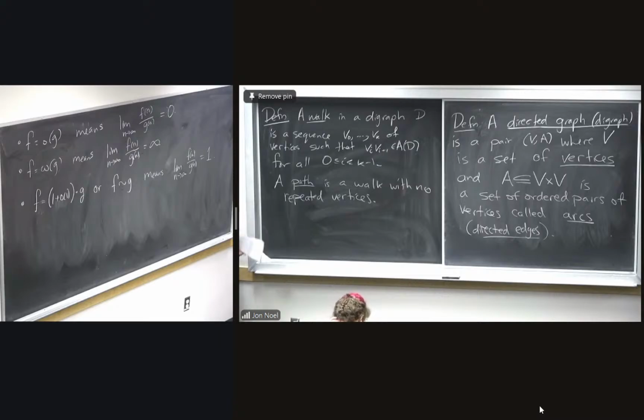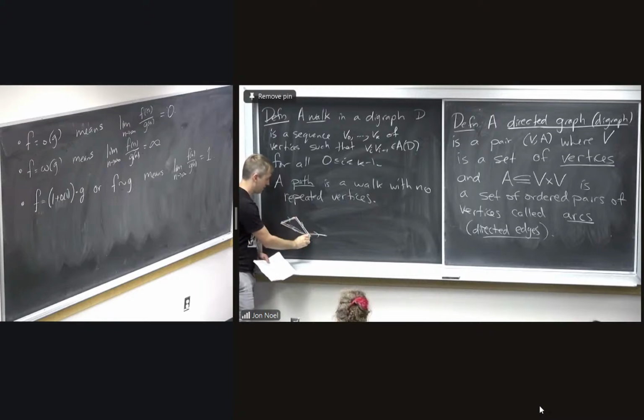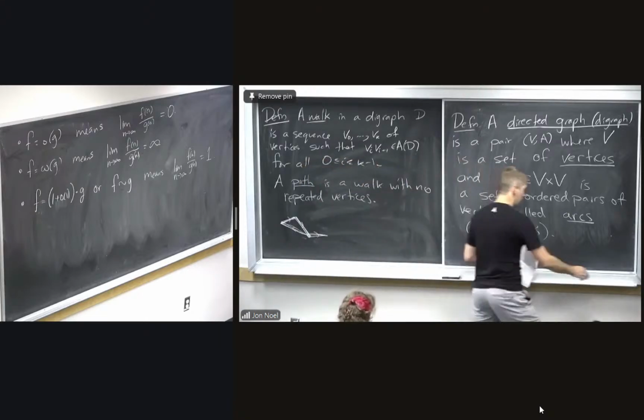Generally in a walk, I could start here and walk along this arc. I can come back to the same vertex as much as I want. I could walk around this 100 times and then walk over there. But in a path, you're not allowed to repeat. So this would not be a path, but this is a path, or that's a path, etc.